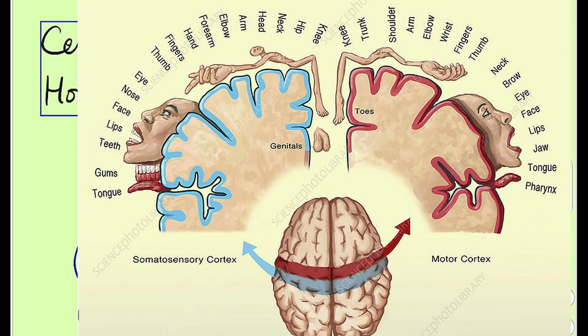Sensory homunculus is the destination of the cortical ascending tracts. The cortical ascending tracts will end at the sensory homunculus that is present in the sensory cortex. So now move to the next slide.